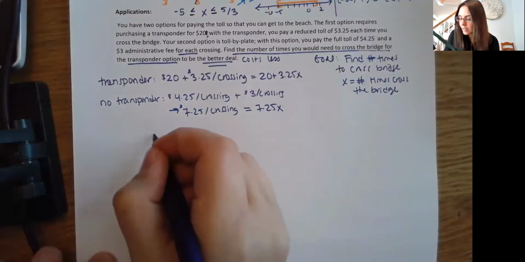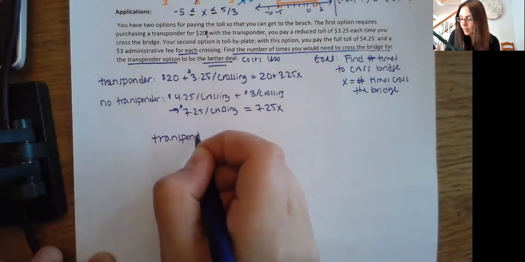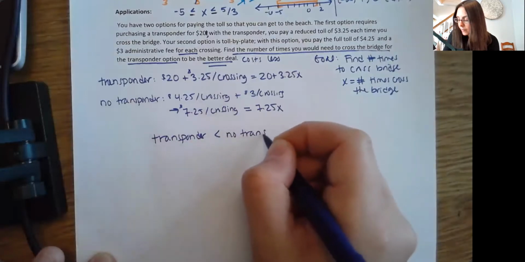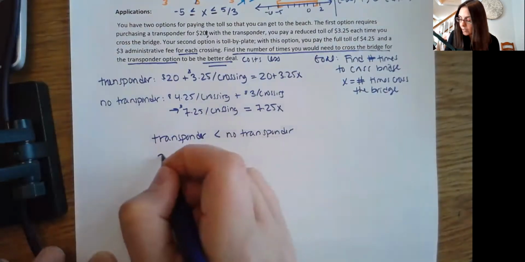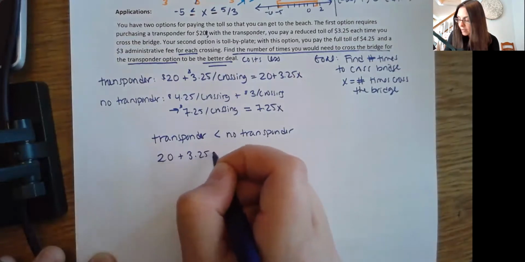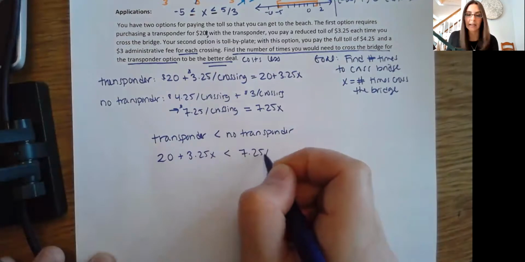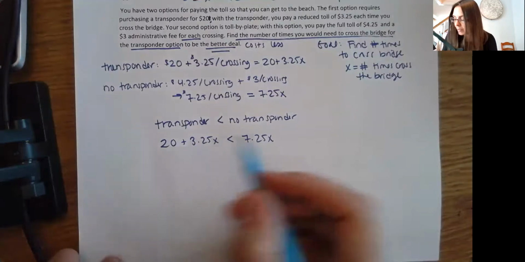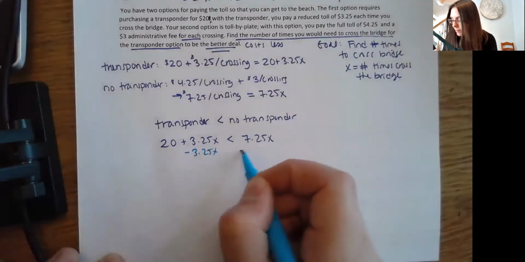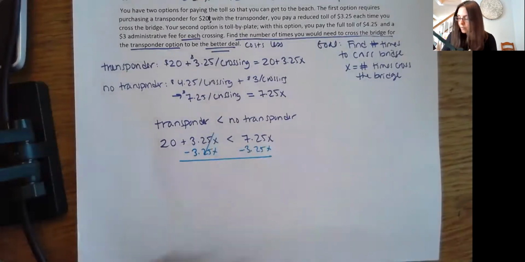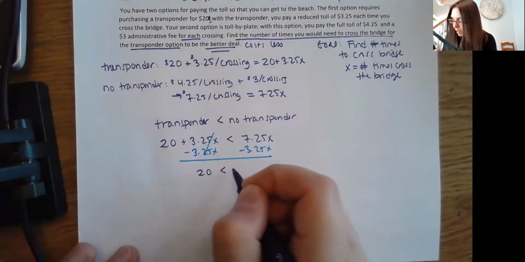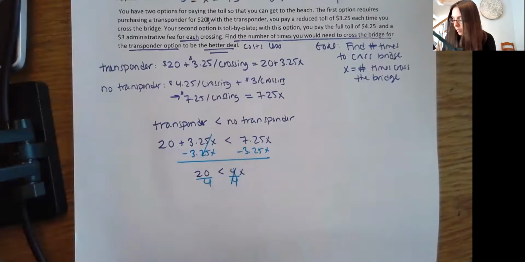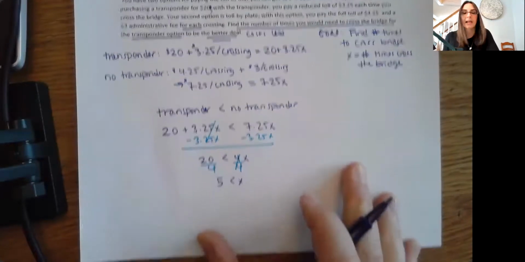So we want to know, when is the transponder cost less than, so the better deal, having no transponder. So what we're solving here is 20 plus 3.25X less than 7.25X. So now we can go ahead and solve. I'm going to bring this to the other side here. So I have 20 is less than, this becomes just 4X. I'm dividing both sides by 4. And again, it's not negative, so I don't have to flip any signs. And I have 5 is less than X.